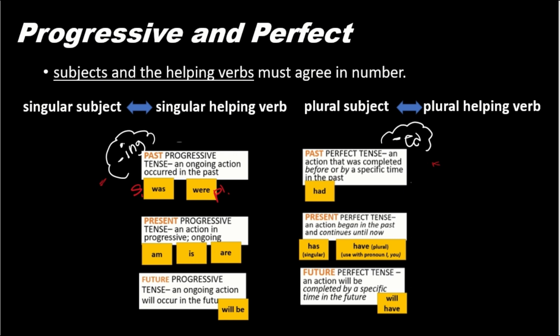We come over to the perfect family. Had, singular or plural: they had, it had, she had. The present perfect tense, has or have: has is singular, have is plural, even though you will use it with the pronouns I and you. This is where some folks are like, oh, it's tricky. It's not tricky. It's just a unique exception where you have to be mindful of the fact that have is meant to be used with plural subjects, unless you're using the pronouns I or you, which you're going to use have with.